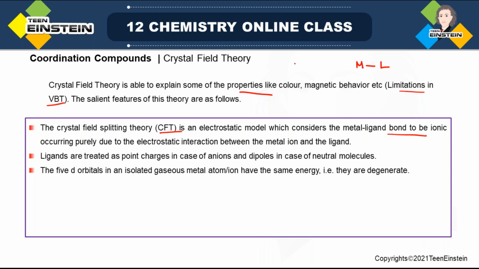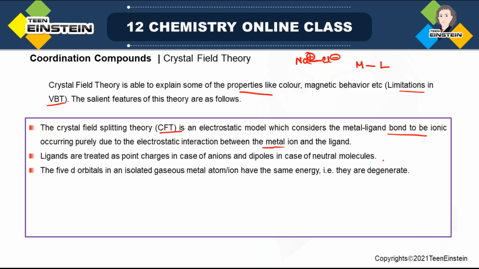Just imagine the very good example of an ionic molecule that we know, NaCl. Now NaCl, how is the bond formed? It is basically the electrostatic interaction between the positive charge of sodium and the negative charge of chlorine. So this is the electrostatic interaction between these two, and that is known as ionic bond. So in this case also it is assumed that the metal ligand bond is completely ionic in nature. Fine, that means there is electrostatic interaction present between the metal ion and the ligand.